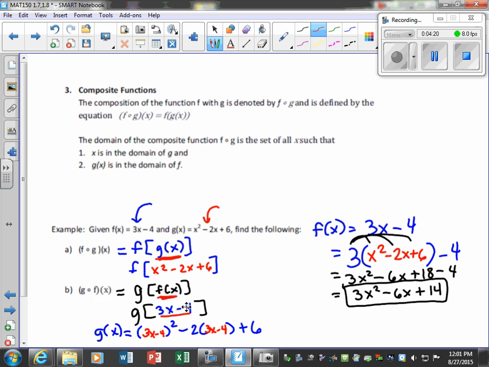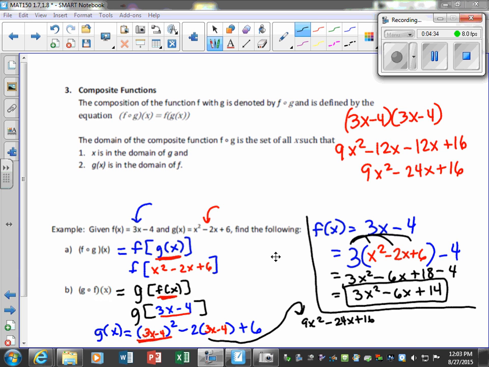Okay, as a side note, when we're calculating this, we have to go off to the side and do 3x minus 4 times 3x minus 4 and actually FOIL that out. So we take this off to the side, and this is my scratch work. You FOIL it out, and then this is what this simplifies to: 9x squared minus 24x plus 16.